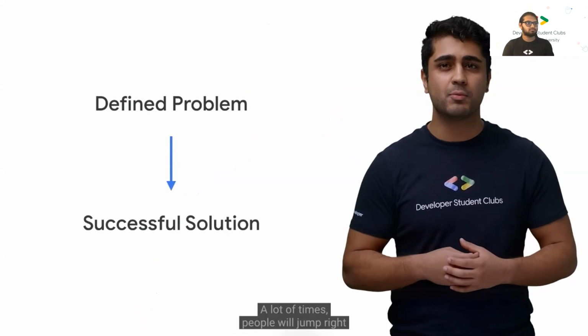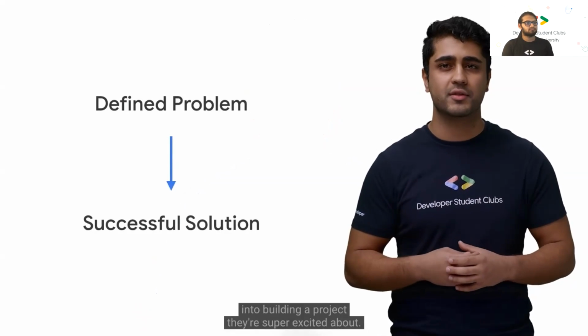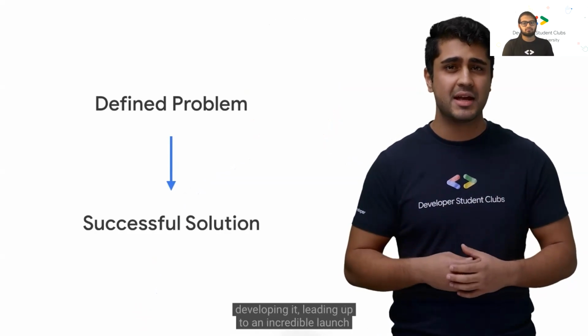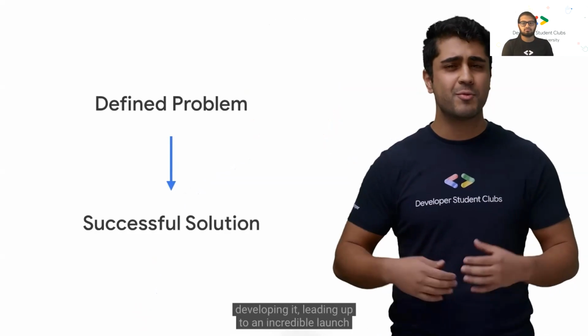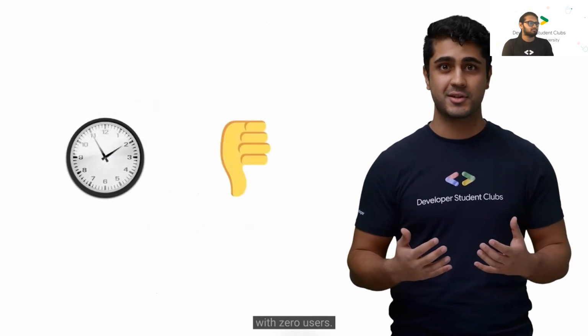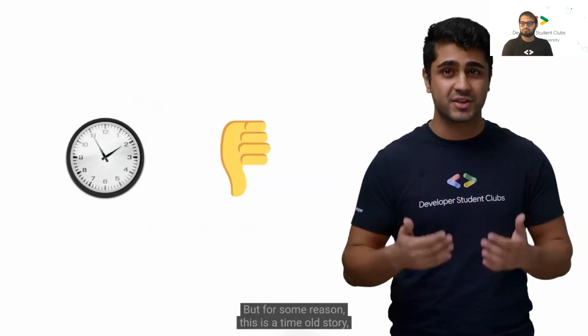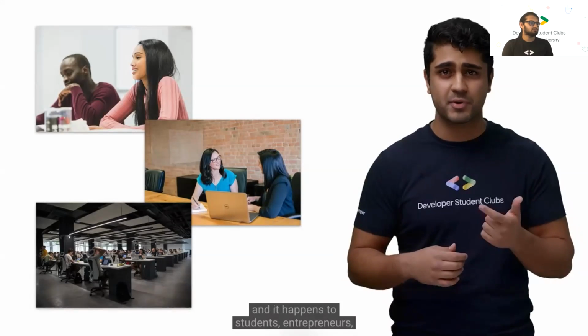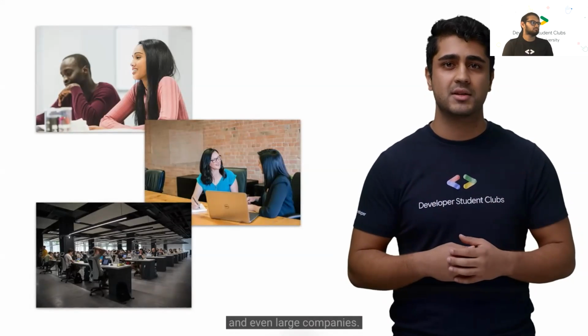A lot of times people will jump right into building a project they're super excited about. They'll spend weeks and even months developing it, leading up to an incredible launch with 0 users. That's not great, but for some reason, this is a time-old story, and it happens to students, entrepreneurs, and even large companies. Why? Most of the time, it's because they started at the wrong place.